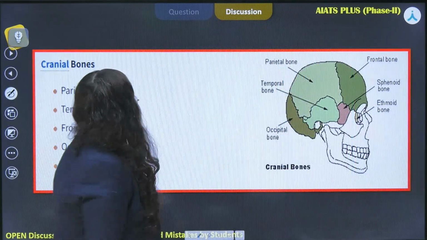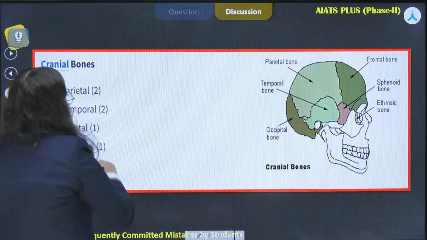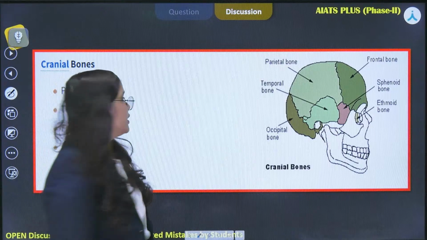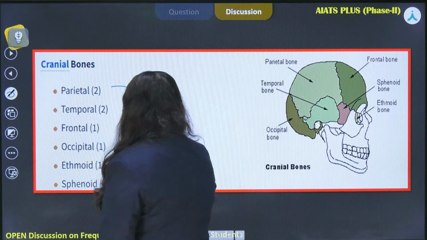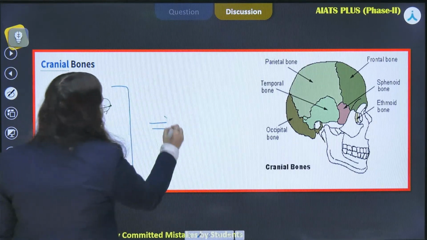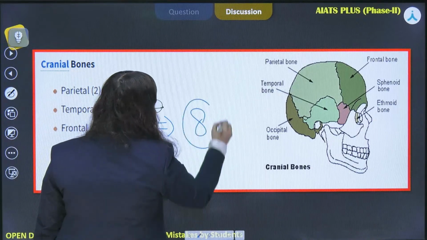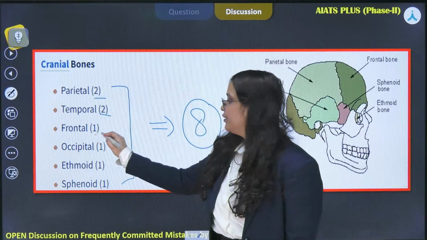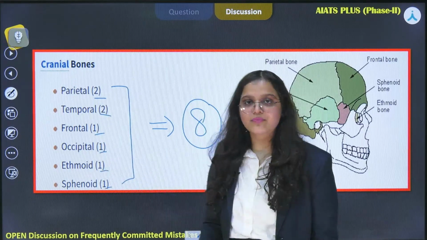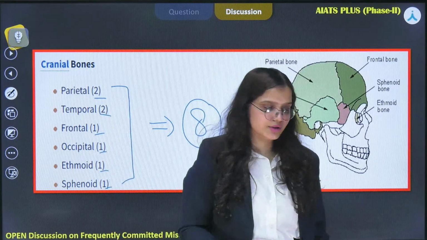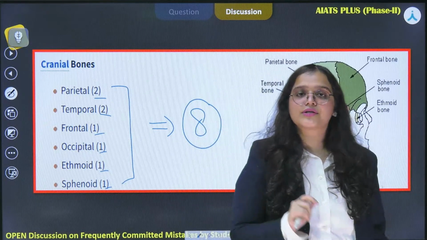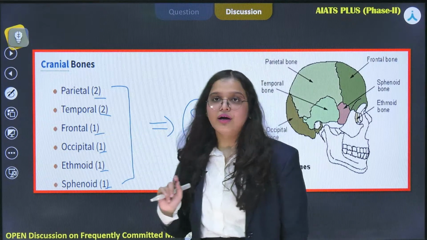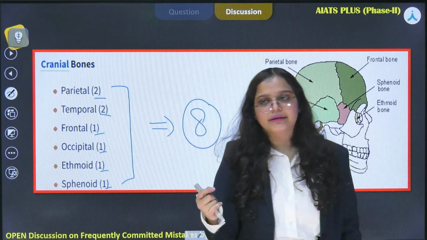So our skull bone was made up of cranial bones, and we can see the cranial bones labeled here in the picture. And if we count, in total we have 8 cranial bones. The numbers here signify whether they are paired or unpaired. This is also important when we talk in terms of NEET exam, because you might be asked which bone is paired when we talk about the cranial bones.